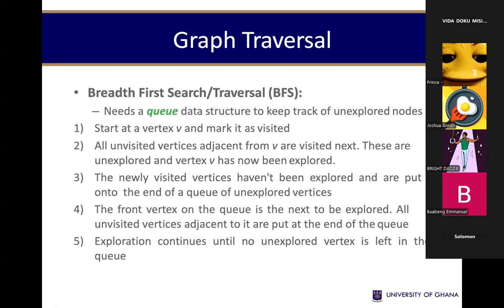Now, for the breadth-first search, simply put, the code is very interesting. We're going to start with the vertex V and mark it as visited. Then all unvisited vertices adjacent from V are going to be the next visits. We're going to deal with what we call the queue structure. Once I'm at a particular V, I want to identify the adjacent nodes or the neighbors of V. Then I put them at the back of the queue, so that as I'm moving on, it keeps track of them for me. That's basically what's going to happen.